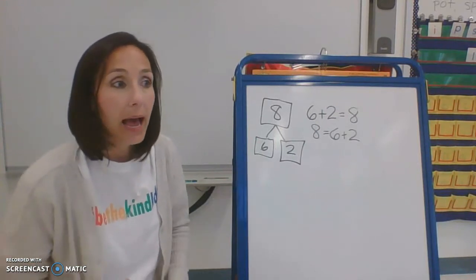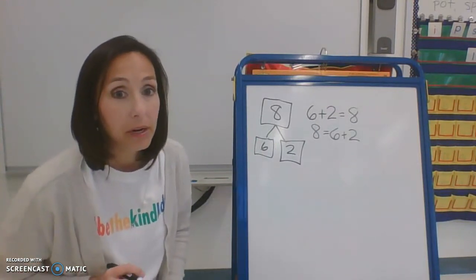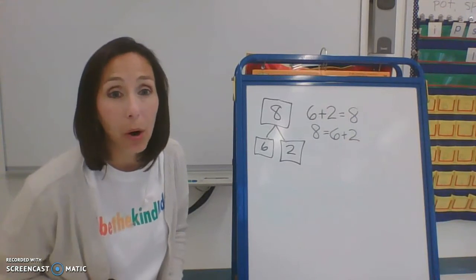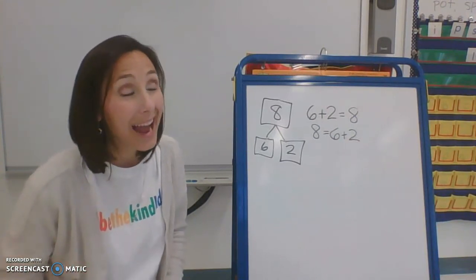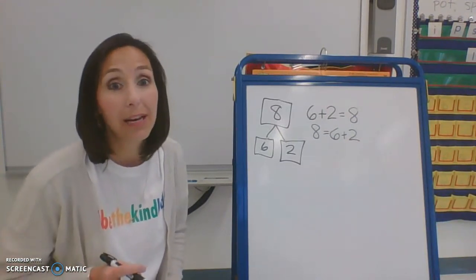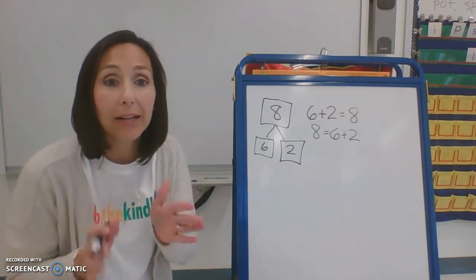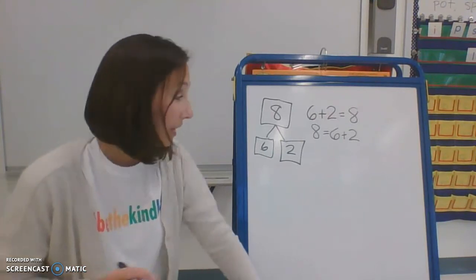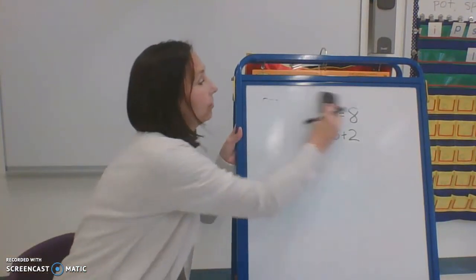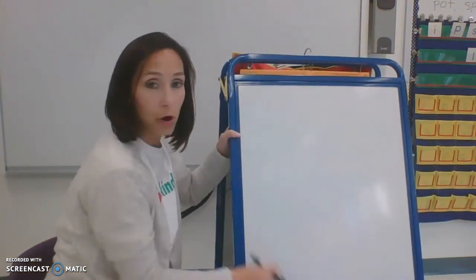Mrs. Norris had 6 books, then she went to the library and borrowed some more books, and now she has 9 books, right? We don't know how many more she got at the library, and that's what we want to solve. So let's see if we can figure that out together. Those are change unknown problems.